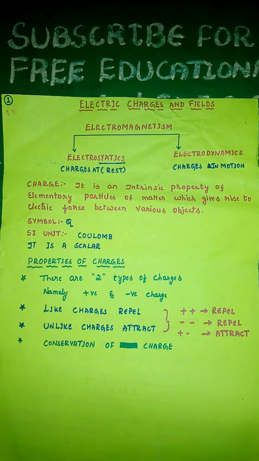In that second year, the first topic is electric charges and fields. You are aware of the term electric charges, right? So, electric charges and fields usually comes under the electromagnetism branch. In the electromagnetism branch, we have again two categories: one is electrostatics and another one is electrodynamics.